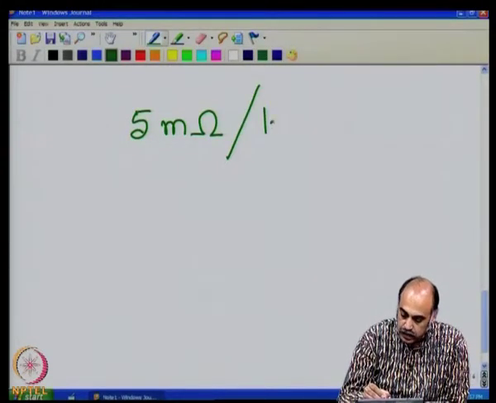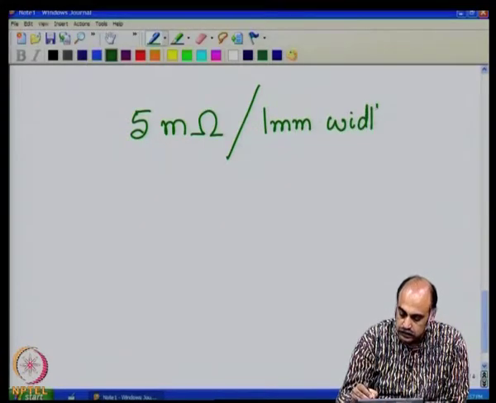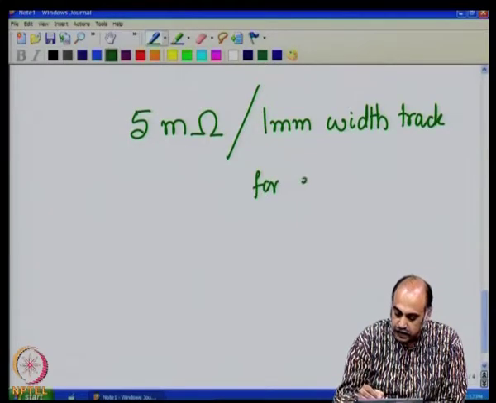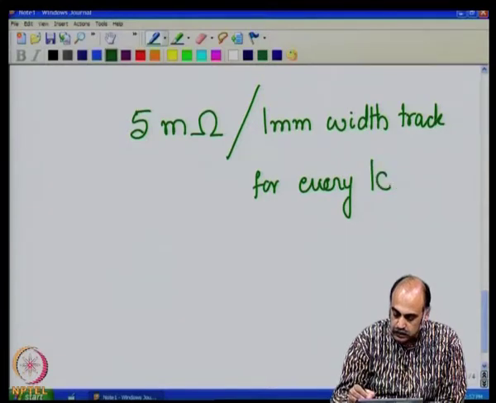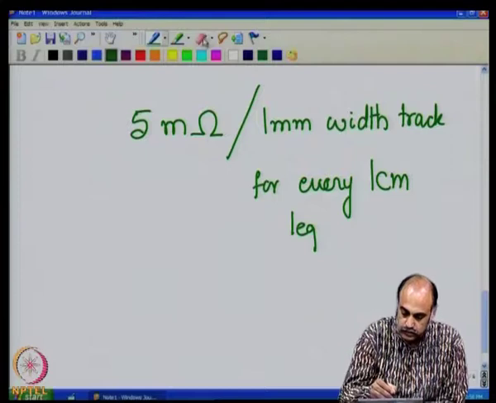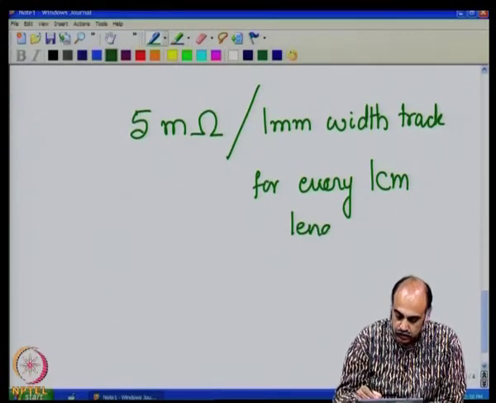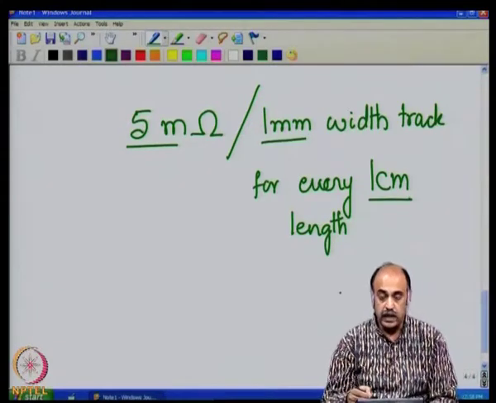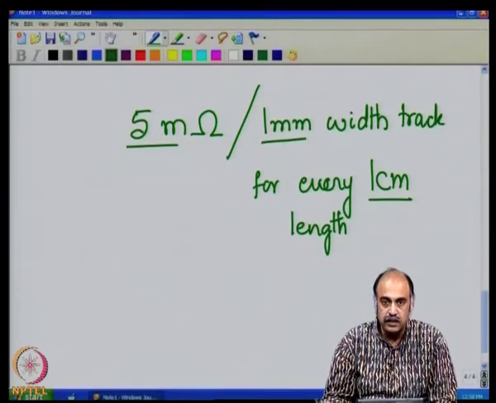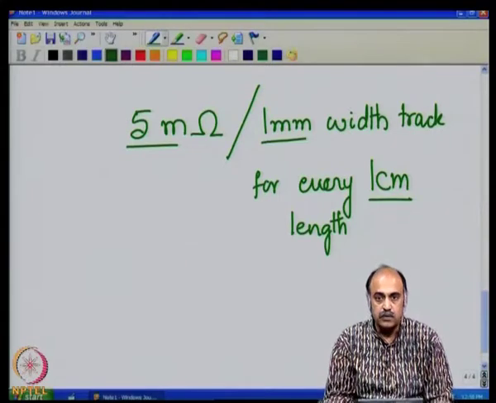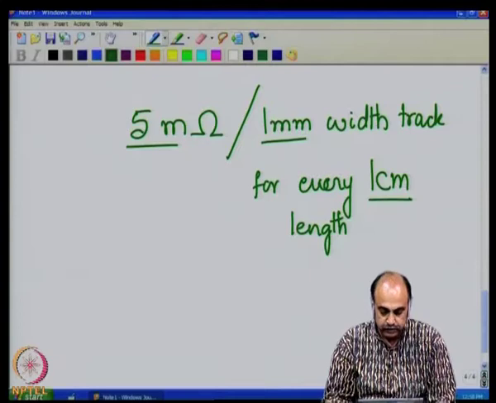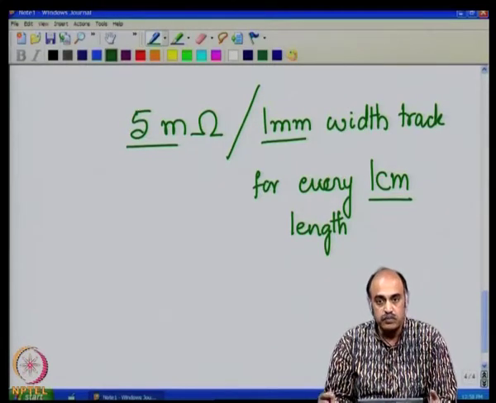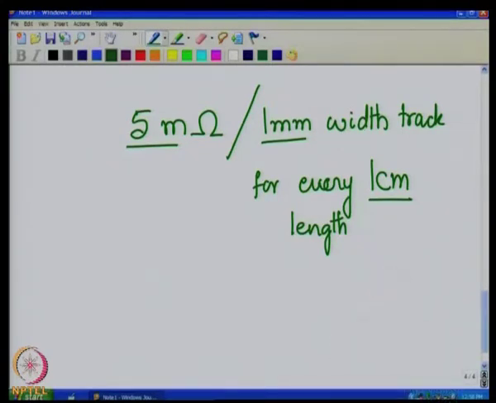for 1 mm width track for every 1 centimeter length of the track. So, this would be easy to remember, because this would give you an idea of the kind of drops that you will be encountering when you are designing the layout and the routes of the PCB or the printed wiring board, PWB. 5 milli ohms for every 1 mm track width for a length of 1 centimeter could be a significant amount when you take the whole track lengths.